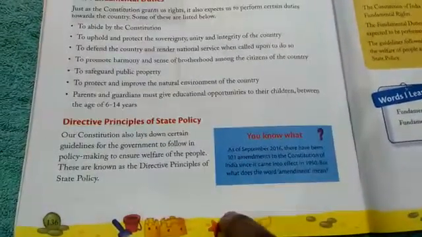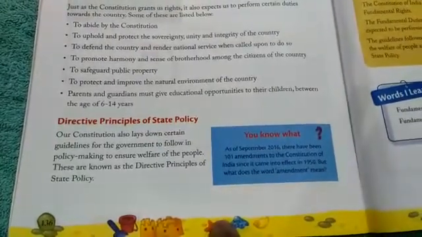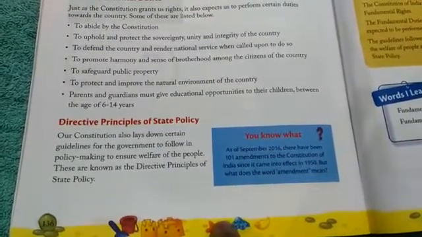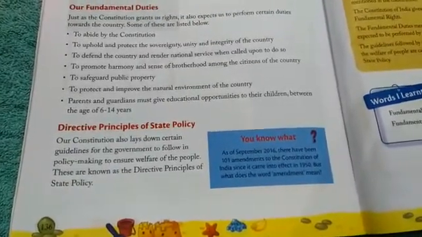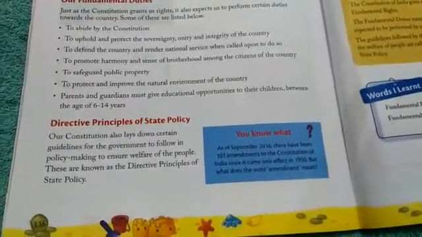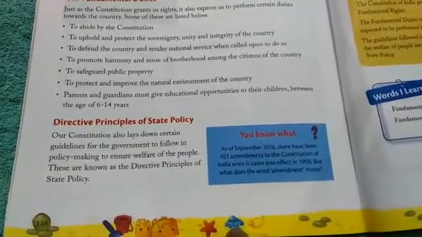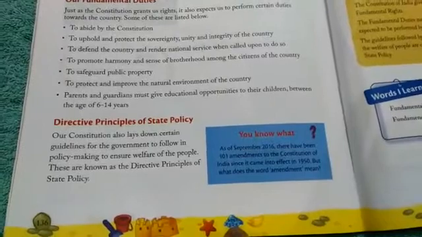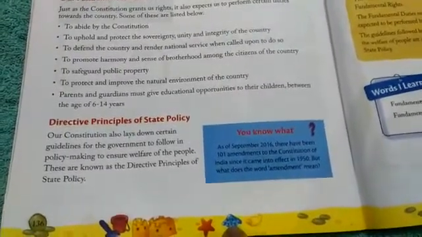Now let's see the last part of the chapter, directive principles of state policy. What are these? Our Constitution also lays down certain guidelines for the government to follow in policy making to ensure the welfare of the people. These are known as the directive principles of state policy, which means that our Constitution has laid down guidelines for the government to follow regarding policy making for the benefit of the people. These policies are known as directive principles of state policy.